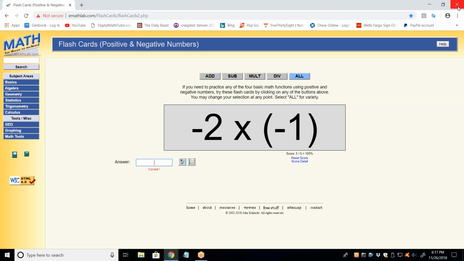Sign first. +2. Sign first. Always the sign first, even if it's positive. And there's a reason I'm doing that. Even though I'm not typing it in as +2, it'll get you to think about the sign first. And that's what you need to do. You need to think about the sign first.